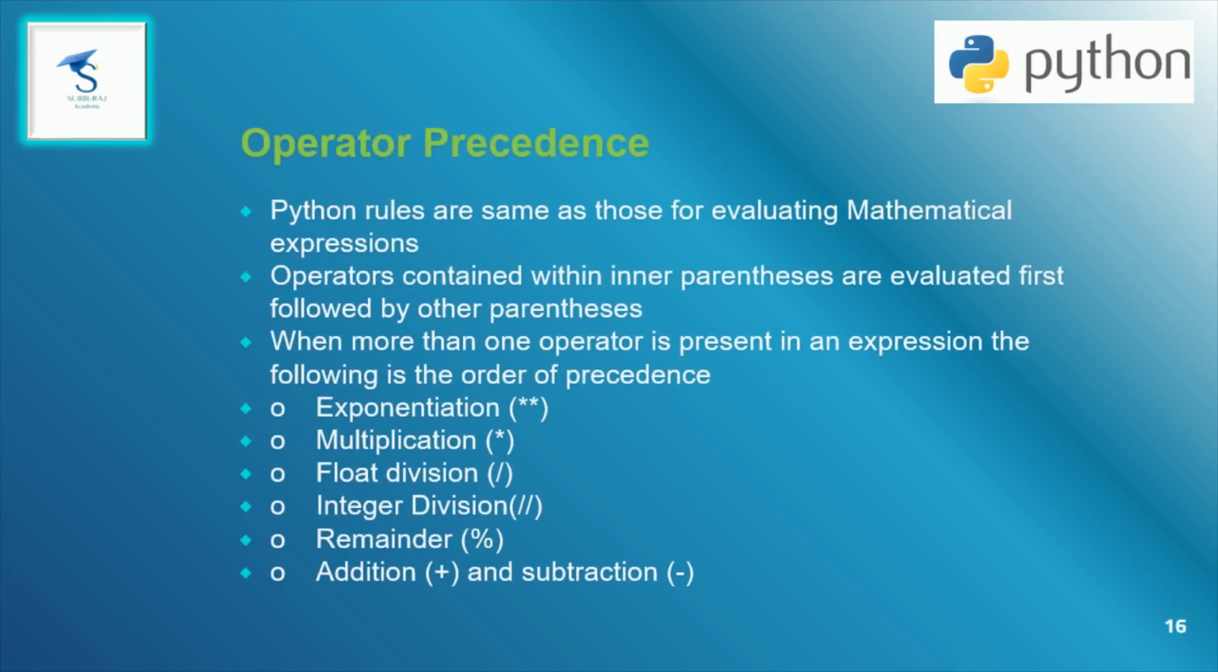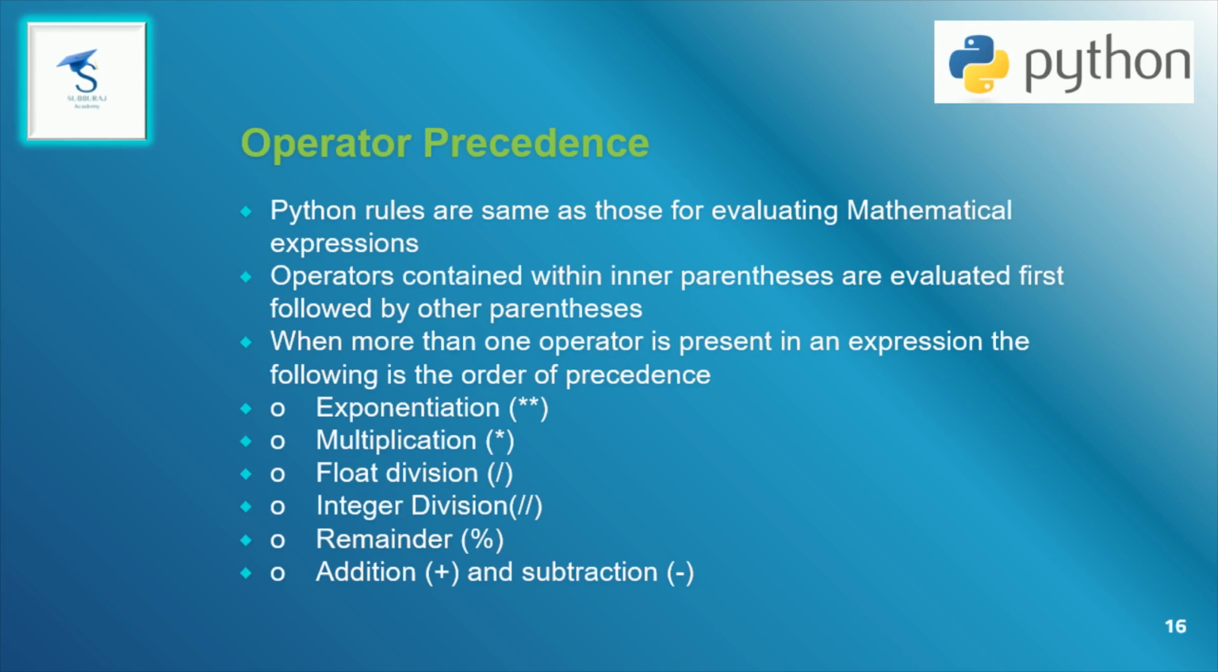Most languages define operator precedence to avoid ambiguity while evaluating expressions like 7 plus 9, 3. What is the correct answer? Is it 5 or 10? Verify in Python calculator. However, there are no separate operator precedence rules for Python. We can assume the same standard rules for evaluating mathematical expressions for Python as well.